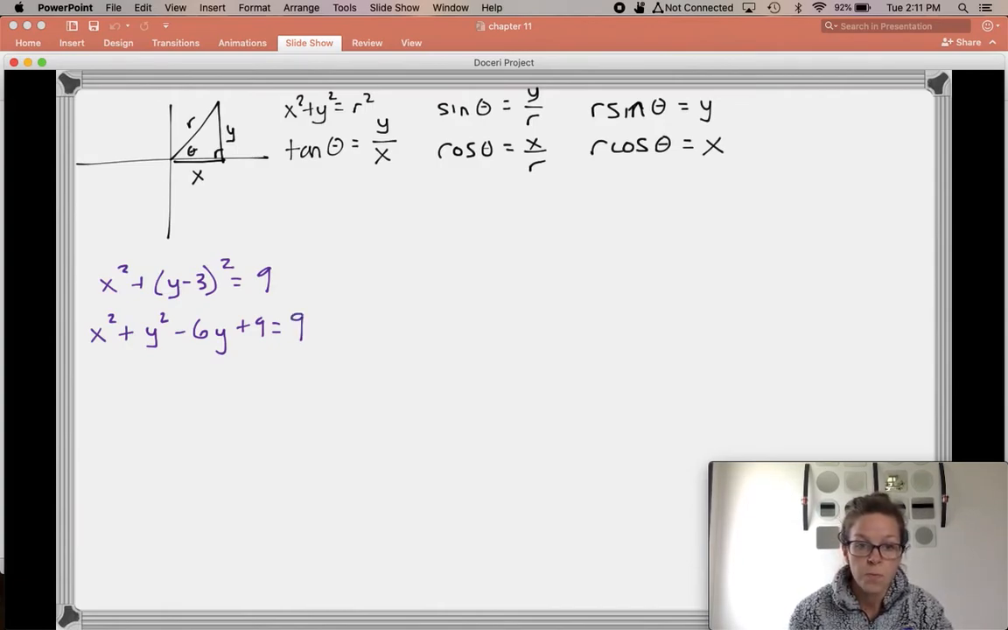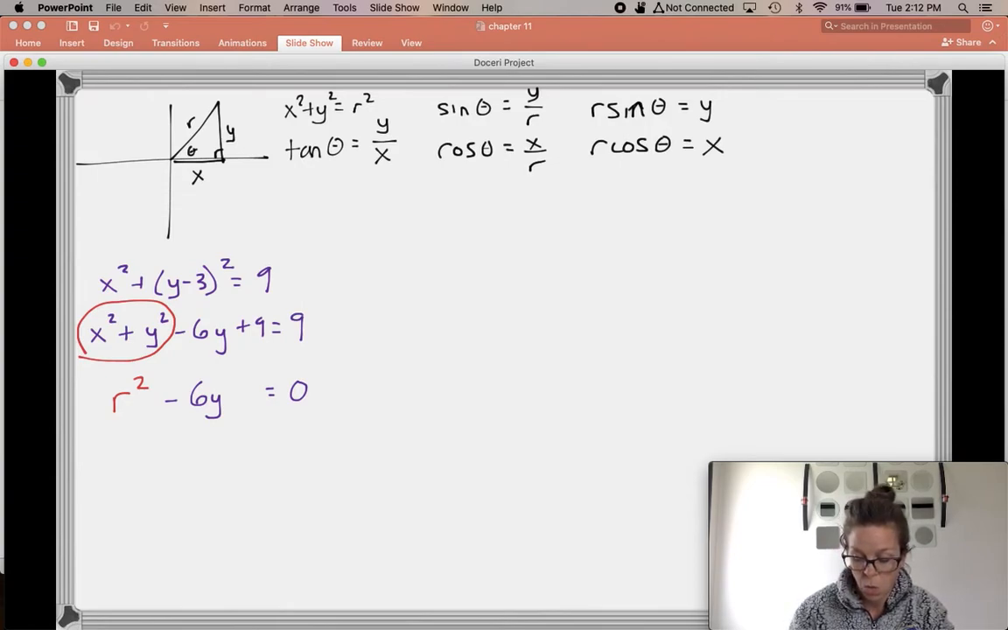Now I want to look in here for anything in those 4 equations where I can make a substitution. One place I see is this x squared plus y squared. Well, x squared plus y squared is equal to r squared, so I'm going to make a substitution there. And then I have minus 6y. And then if I subtract 9 from both sides, that would just be equal to 0. Now I'm trying to get r's and thetas. I still have a y there.